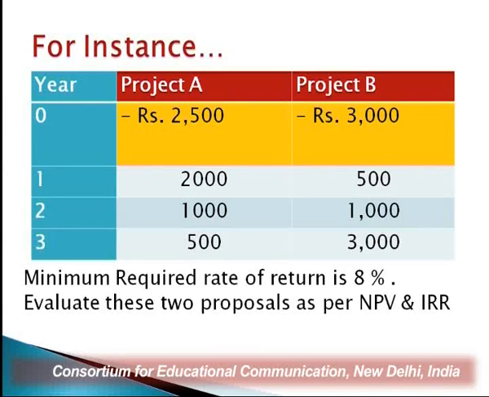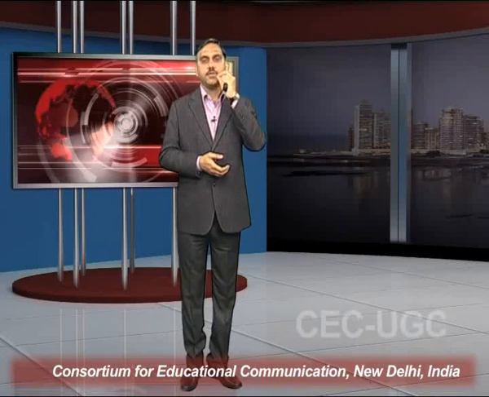In case of project A, initially the amount received in terms of cash inflow is greater, whereas in case of project B, it is opposite. Initially the amount is less and later on it is increasing gradually. Minimum rate of return is 8% and you have to evaluate these two proposals as per NPV and IRR. Before solving, I am telling you this proposal is going to give you conflicting results in terms of NPV and IRR. Whatever decision you will take, this is going to give you the conflicting results.